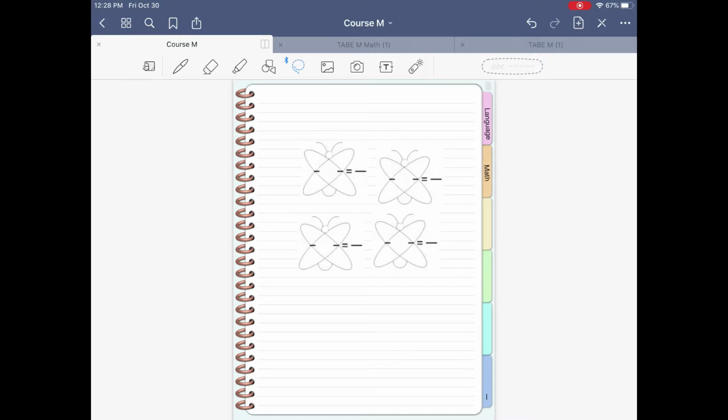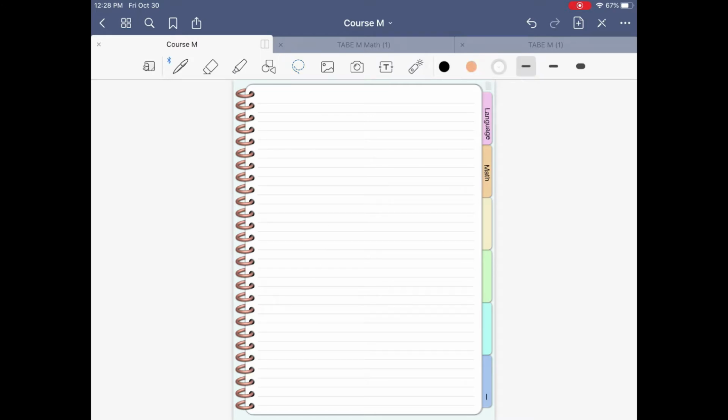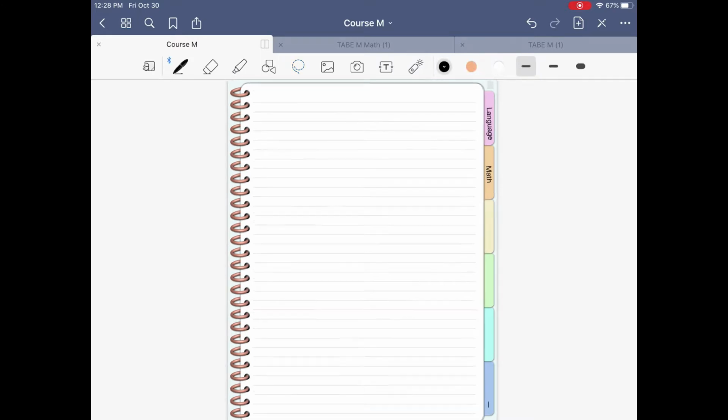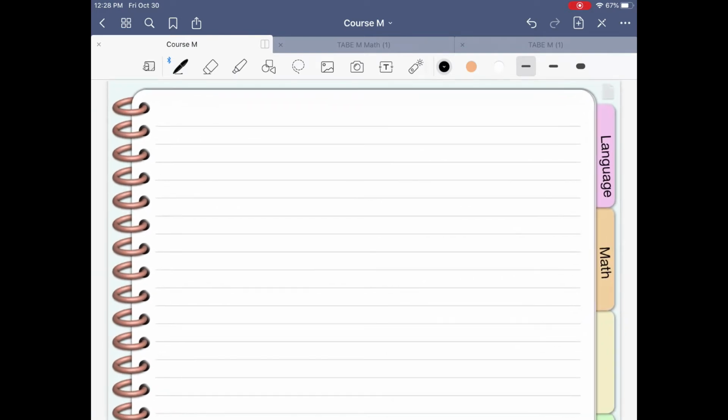I'm going to show you 2 methods of doing these problems. The first one is the traditional way. So I'm going to take the butterflies away and we'll come back to those. For this lesson, the title is Add and Subtract Fractions.